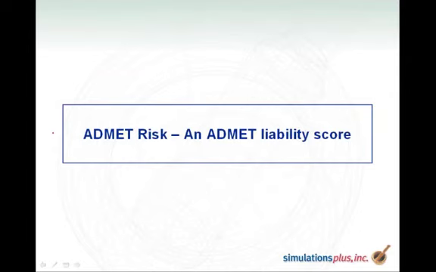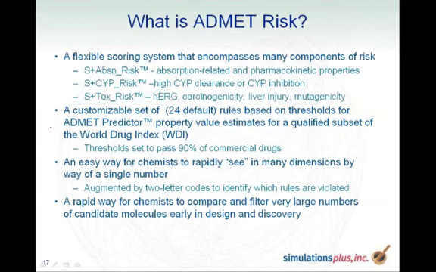Okay. So in this next section, I want to discuss ADMET Risk, which is our ADMET liability score. This is a flexible scoring system that encompasses many components of risk. So here are the 3 components in ADMET Risk. They're broken up into absorption, cytochrome risk, and toxicity. For each one of the properties we measure, you get a score of 0 or 1, 1 indicating that there is a liability for that particular property.